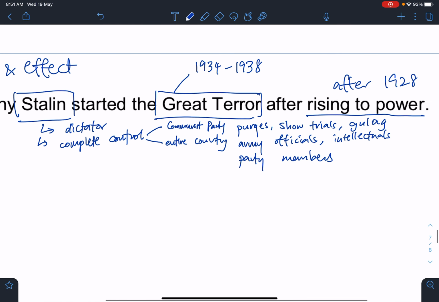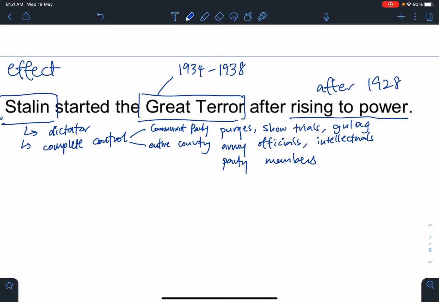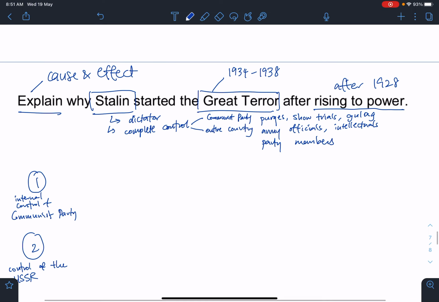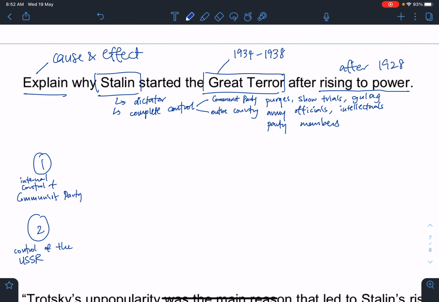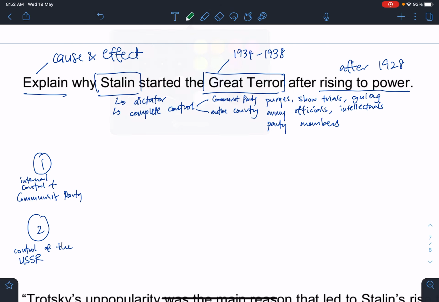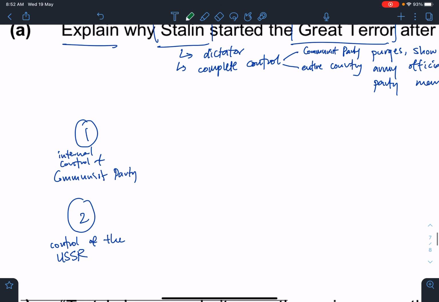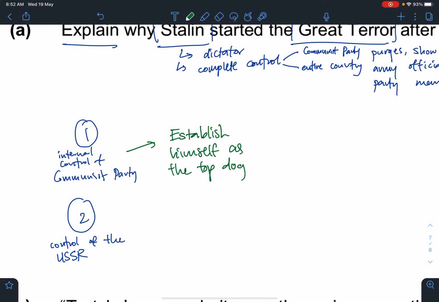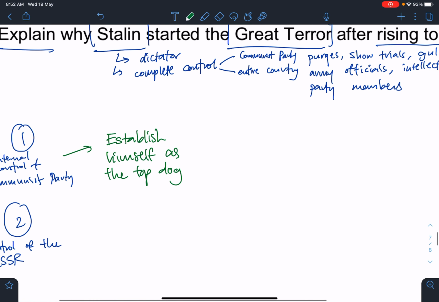So this is then after, so I have my large point. I need to then make sure that I have evidence to support each point. Where can my evidence go? Okay, so obviously internal control of Communist Party, I will talk about within the Communist Party what is going on. So I know that Stalin wants internal control of the Communist Party. Why? Okay, so that he can establish himself as the top dog, right? Sole ruler.